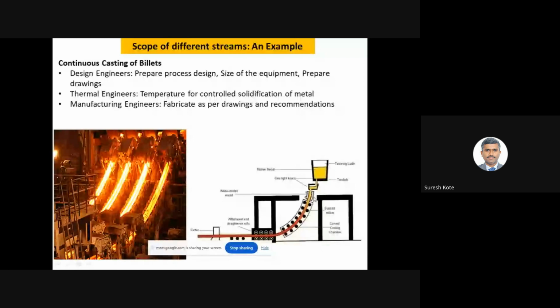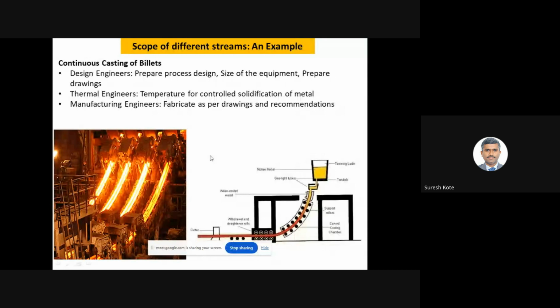Here you can see water is circulated around this mold. So what quantity or discharge of water has to be maintained so that the liquid metal is converted into solid, with temperature maintained to some extent, so that it can even further bend and pass through these rollers.